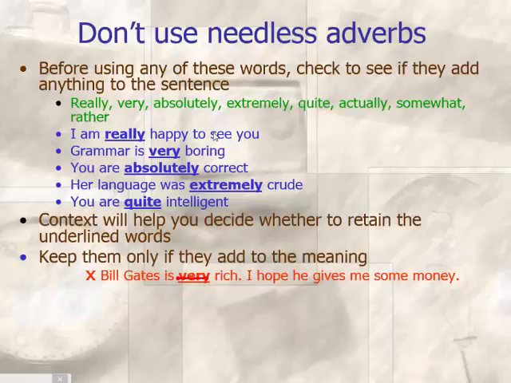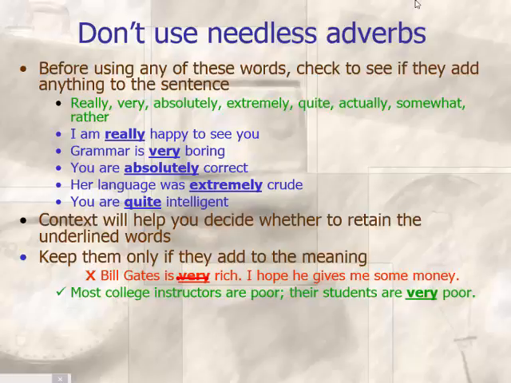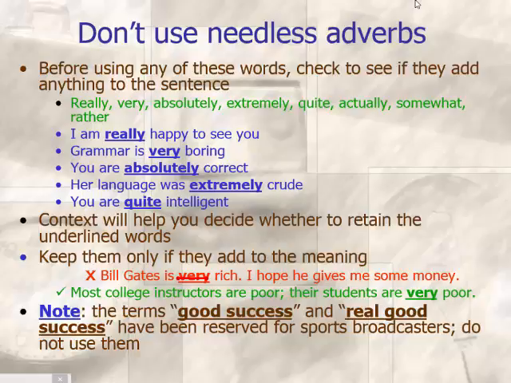Bill Gates is very rich. I hope he gives me some money. So you must delete the very in the sentence because it has no meaning. Most college instructors are poor. Their students are very poor. You can use very in this sentence because it has meaning. Note: the terms good success and real good success have been reserved for sports broadcasters. Don't use them.